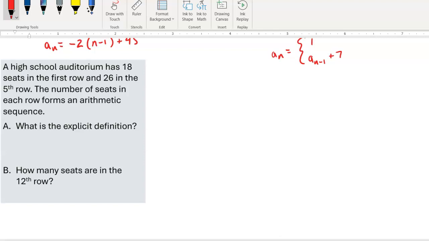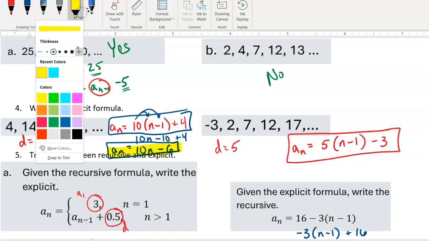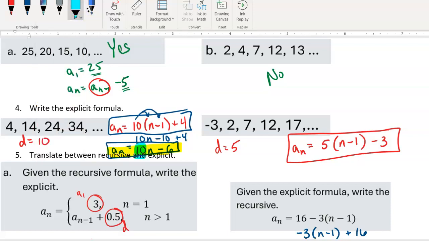Now, the hard thing is we know that the first row is 18 students, the fifth row is 26. I don't know the constant difference, but we can use something to find the constant difference. Now, the first step I want to do is go back to when I simplified this one problem. If you recognize, that's a linear equation in slope-intercept form, and the slope for that is the 10, which if you notice is also our common difference.